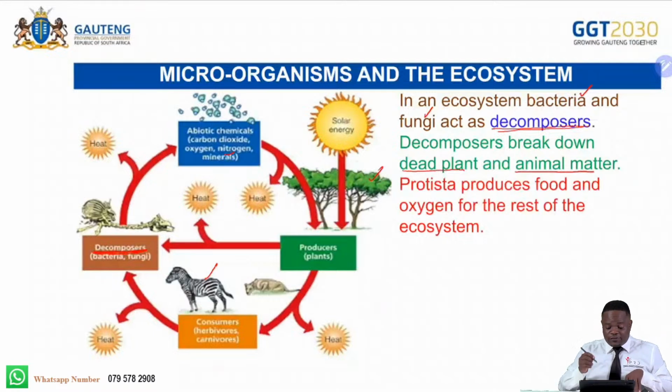And then we have another class of microorganisms. We are saying the protists. Remember our protists, and we said they can be producers. So they can manufacture their food through the process of photosynthesis, and in the process, they will produce oxygen for our ecosystem. So we can see the important role now played by our useful microorganisms in our ecosystem. Right, I hope that makes sense.